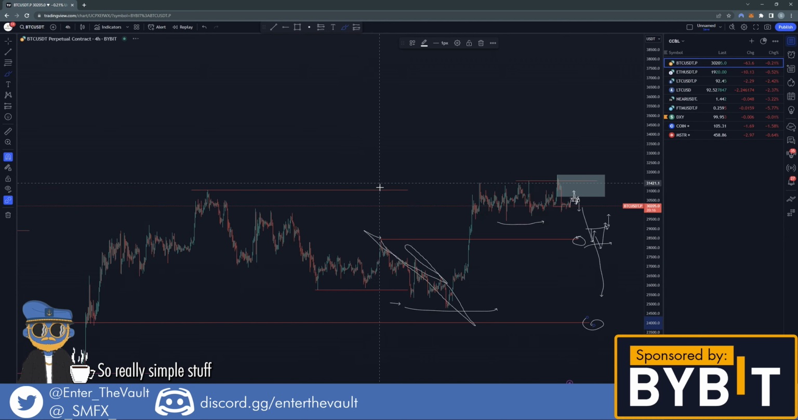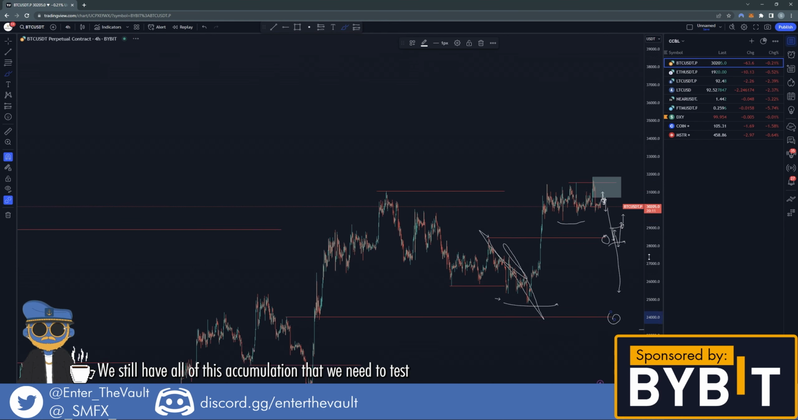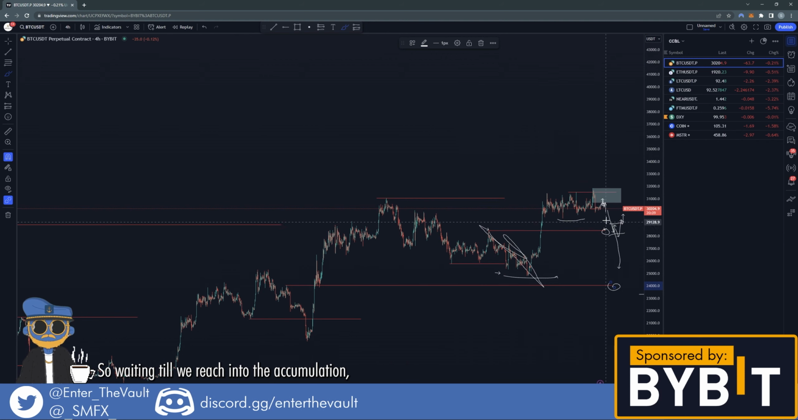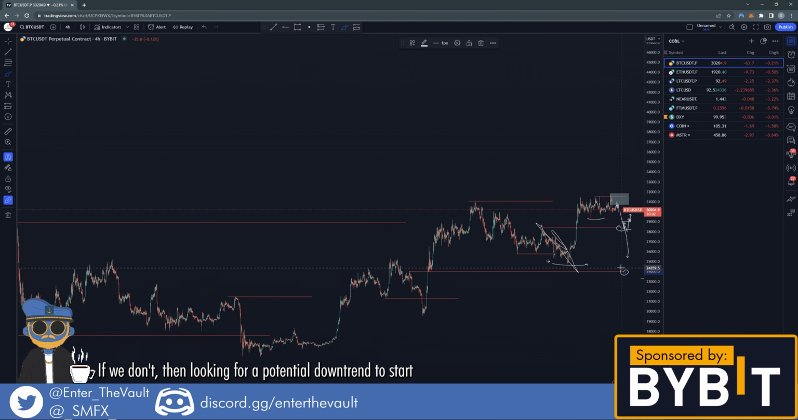So really simple stuff. We are bullish on the weekly and monthly. The daily looks like it's starting to turn. We still have all of this accumulation that we need to test. So waiting till we reach into the accumulation. If we reaccumulate, looking to get back into swing longs. If we don't, then looking for a potential downtrend to start, but I doubt it.